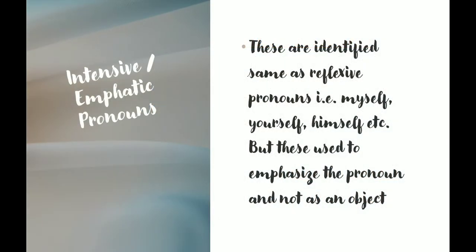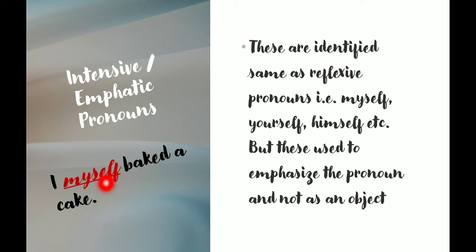Next one is intensive or emphatic pronouns. These are identified same as reflexive pronouns. For example, myself, yourself, himself, etc. But these are used to emphasize a pronoun and not as an object. Example sentence: I myself baked a cake. Now in this example, myself is just emphasizing pronoun I, and if we remove myself from the sentence, nothing would happen to the sense of the sentence. That's why it is called intensive or emphatic pronouns.